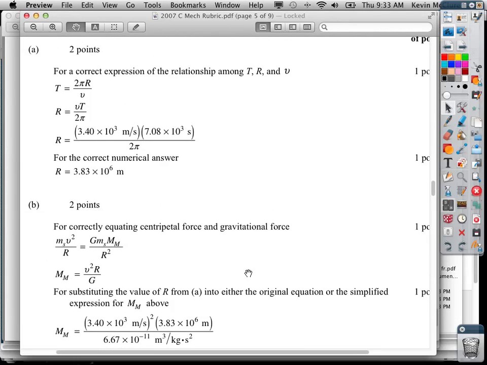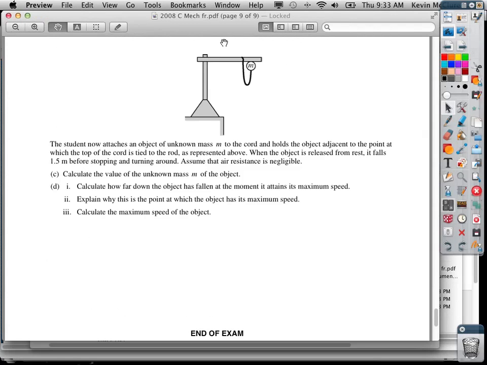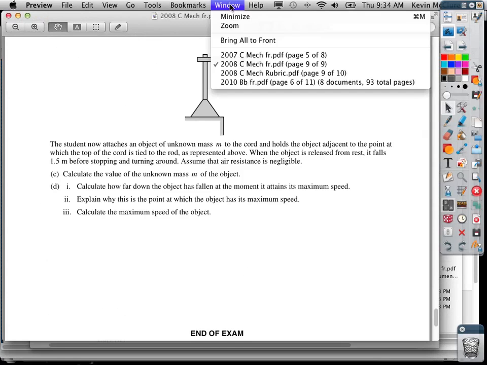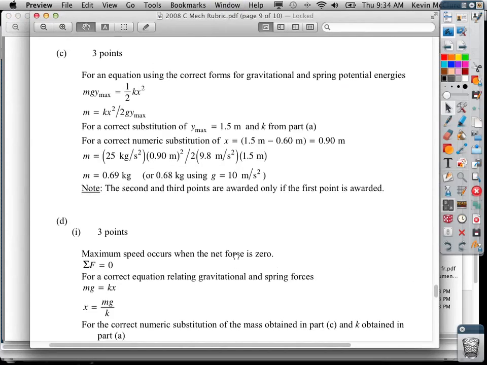Oh, this is 07. That's why nothing matches. I thought I had. Oh wait, there we go. Oh, okay. Here we go.